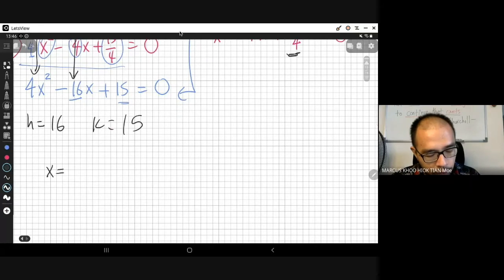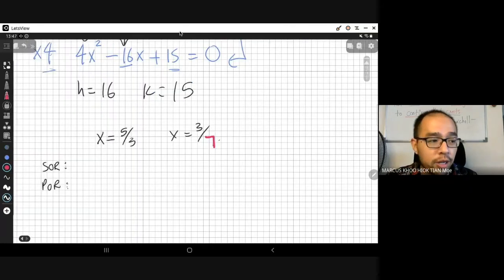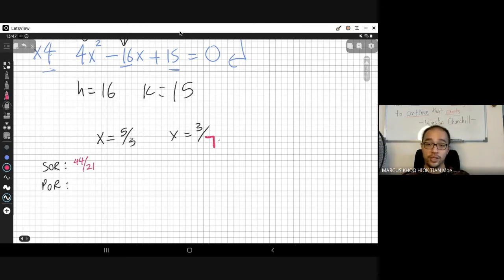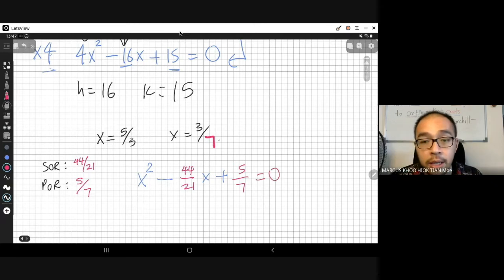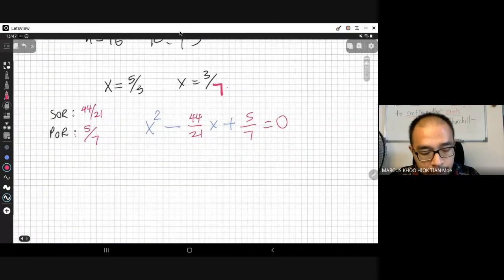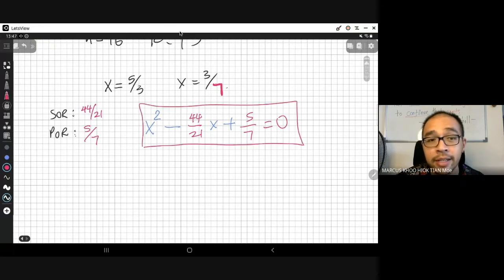Okay? x equals to 5 over 3 and x equals to 3. Sum of the roots, product of the roots. Okay, kali ini saya tidak ubah. Sum of the roots, 44 over 21. Product of the roots, 5 over 7. Oh yeah, okay. So we put it into our template. x squared minus 44 over 21x plus 5 over 7 equals to 0. Okay. Let's say we have this kind of quadratic equation. Lepas kita masuk dalam template terus kita dapat macam ni. Tidak cantik.